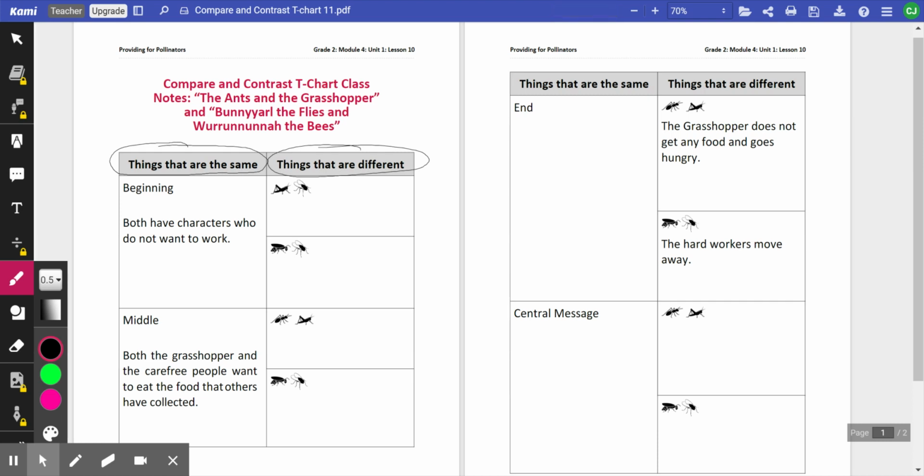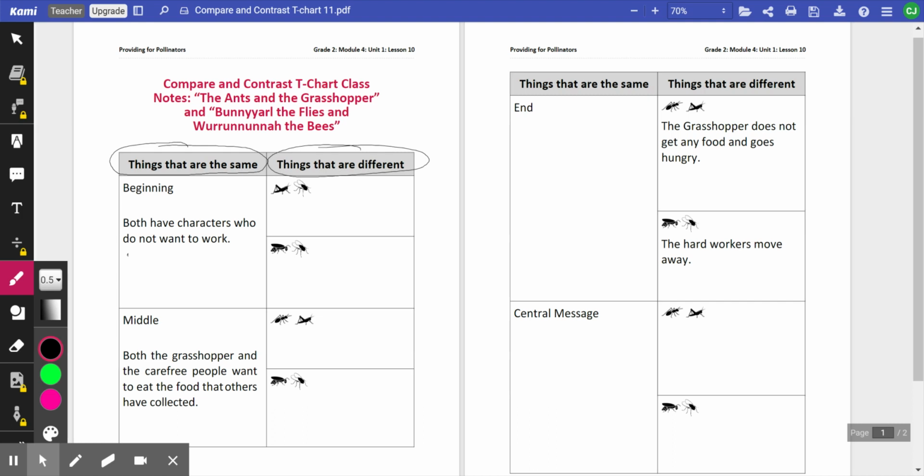Great job. They are the same. So in which column of the T-chart should I write about the setting? Should I put it in the same or the different column? The same. Good job. So in both stories, they take place when the seasons change.